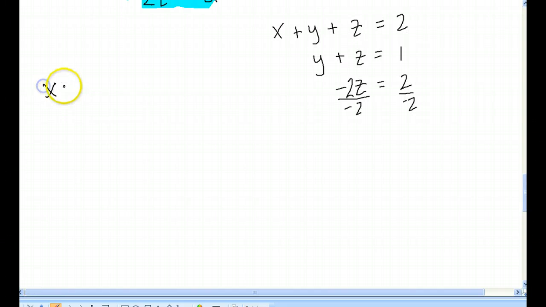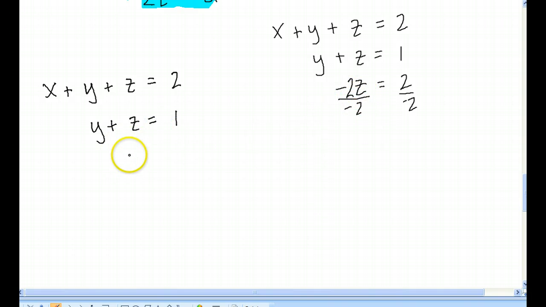So coming over here, that's going to give me x plus y plus z is equal to 2. Y plus z is equal to 1. And now this newest one, negative 2z divided by negative 2 is just z, equals 2 divided by negative 2, which is negative 1. So now at this point we know what z is. Z is negative 1. And now we back substitute.